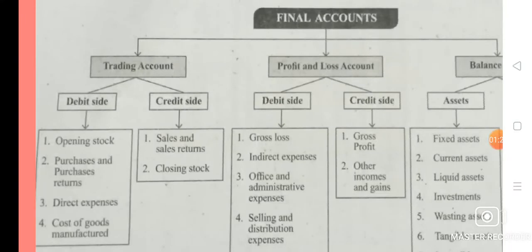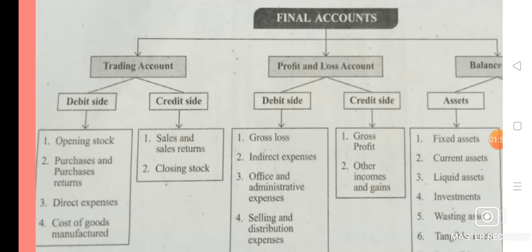The next one, the net result shown on the debit side of the trading account means gross profit. This gross profit is immediately transferred to the credit side of the profit and loss account. In case the net result is shown on the credit side of the trading account, the difference value is known as gross loss. This gross loss is immediately transferred to the debit side of the profit and loss account.